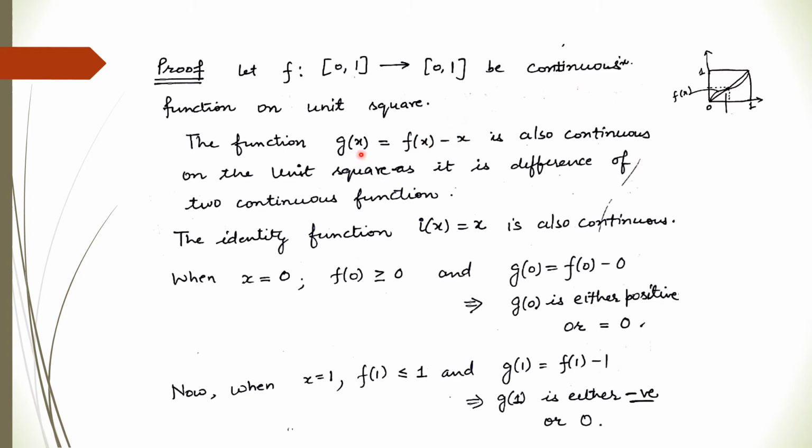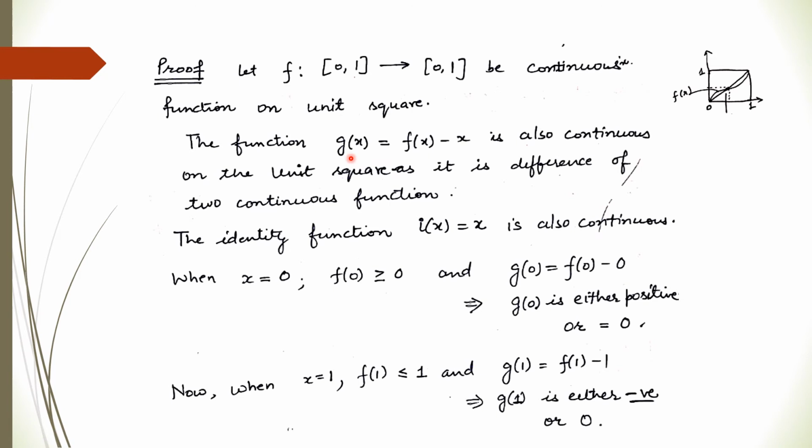By considering g(x) to be the difference of these two, we need to find the point where g(x) attains the value 0. At the value where g(x) attains 0, that point becomes the fixed point of f. That's why we choose g(x) to be the difference of f(x) and x. Now since f(x) is continuous and x is the identity function, which is continuous, the difference of two continuous functions is again continuous, and both functions are defined on the closed interval [0, 1]. So g is a continuous function.